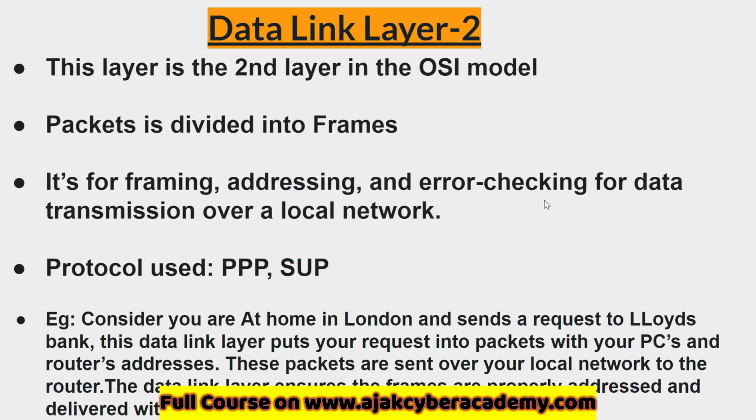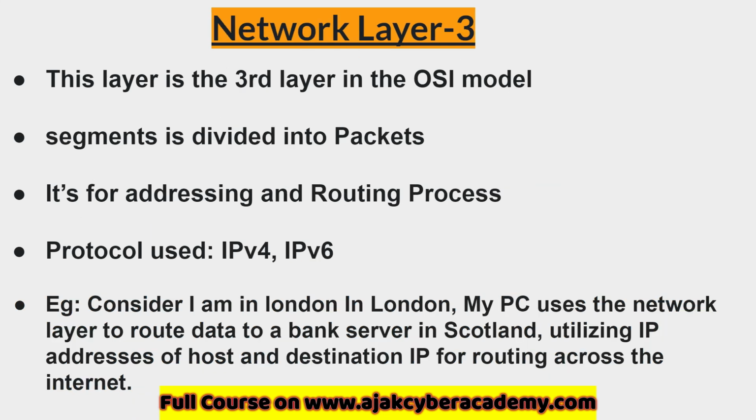So guys, the next layer is the data link layer. This layer is used for framing, addressing and error checking for data transmission over a local area network. This is a main important point, within your local area network. This layer is the second layer in the OSI model. Now we can see the storyline.